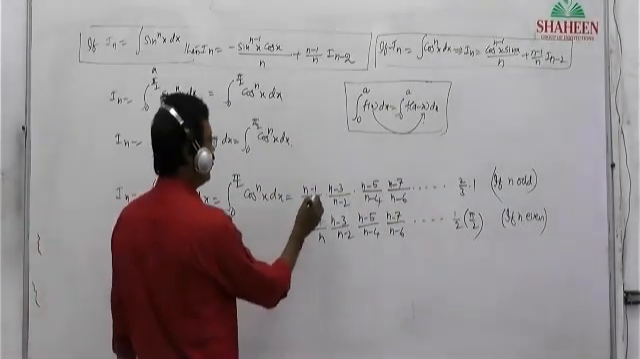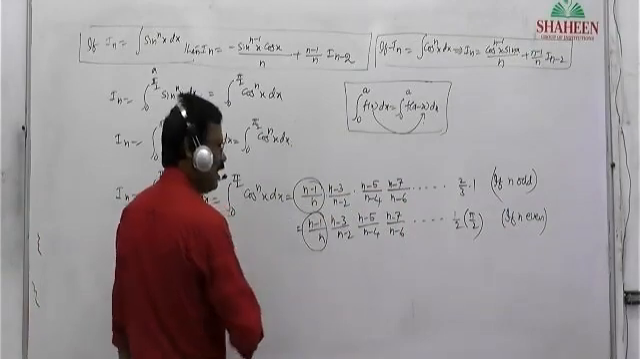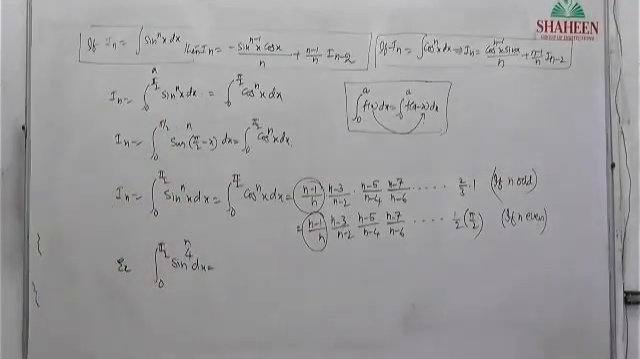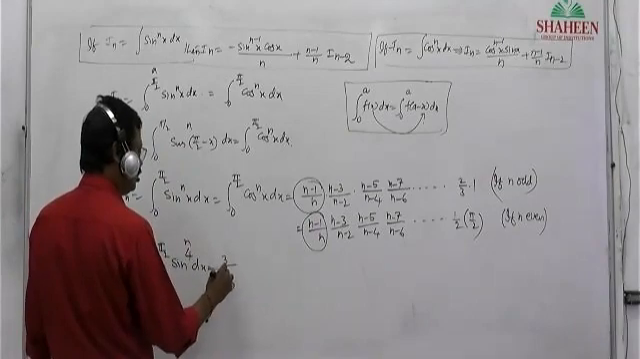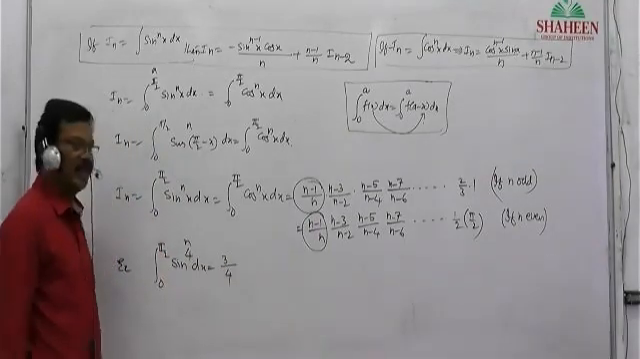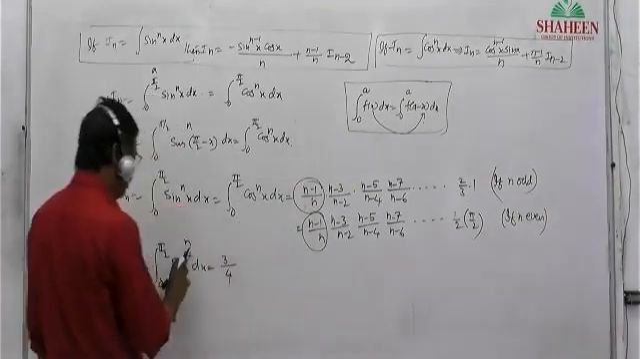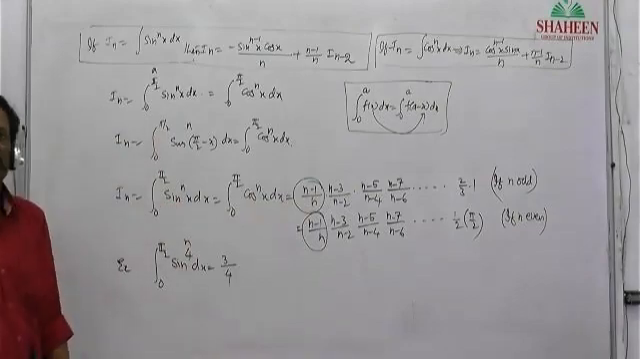You remember the first number. Every time you remember the first one. What is the first number? n minus 1 by n. What is n minus 1? 4 minus 1 by 4. Is it correct? Remember n minus 1 by n. n is 4, so 4 minus 1 by 4. That is 3 by 4.